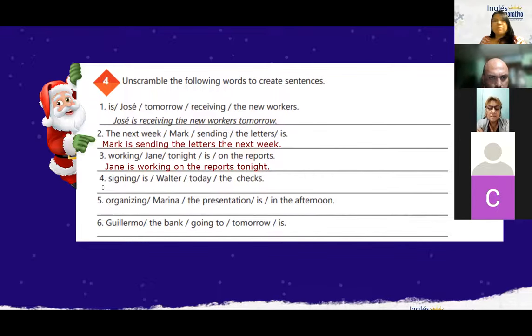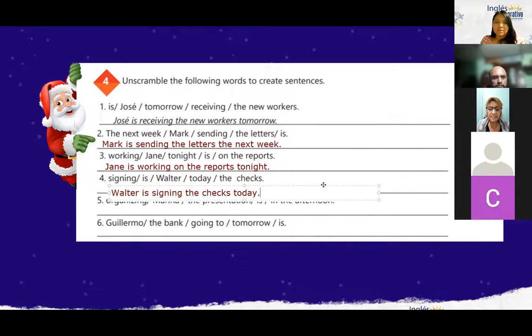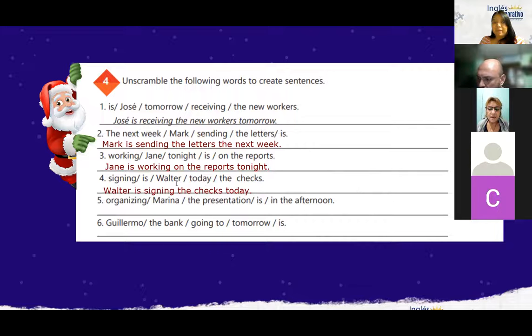So number four, Rosibel, number four. Walter is singing. Okay. Today, excellent. So now repeat after me and say signing. Yes, esto no es singing. Fíjese bien en la escritura, se parece. Signing. ¿Qué es signing? Well, sign sin el ing es firmar. Okay. Sign in. Very good. Yes.